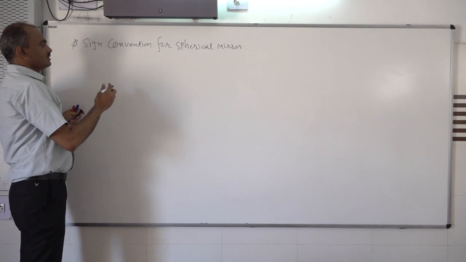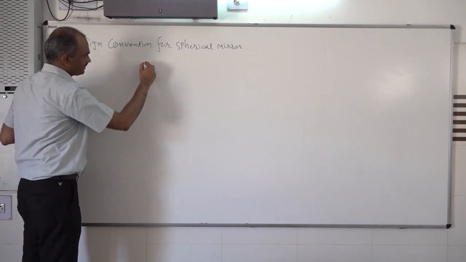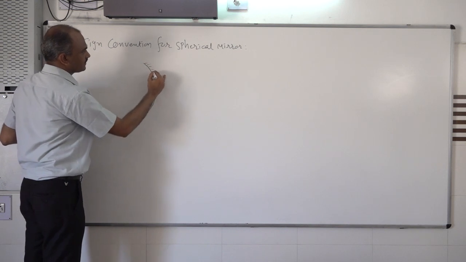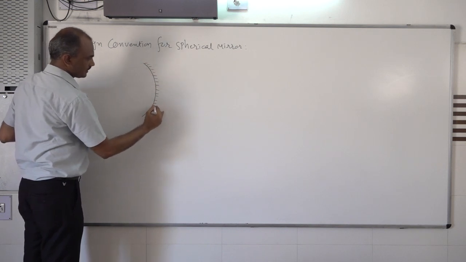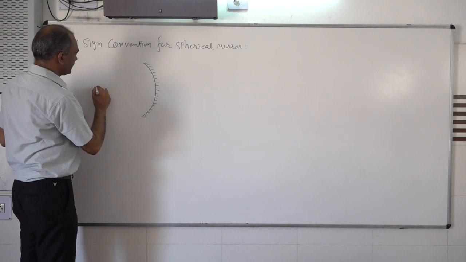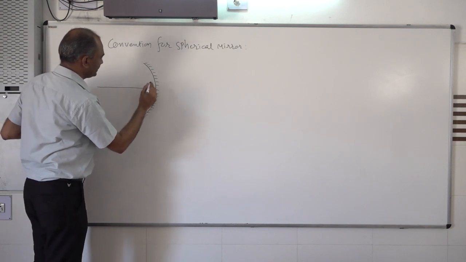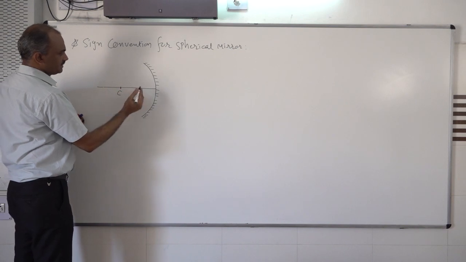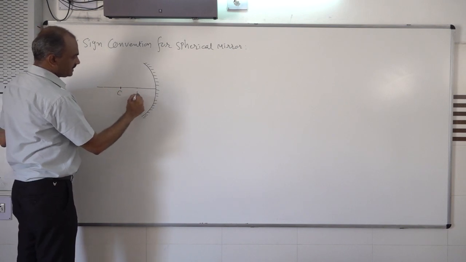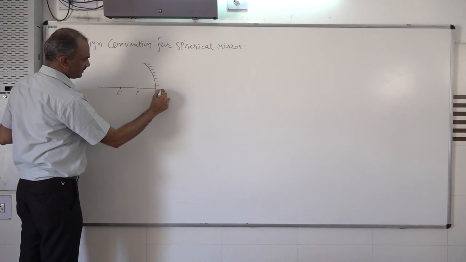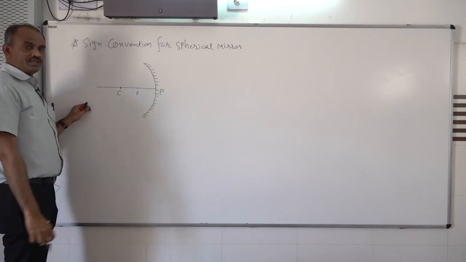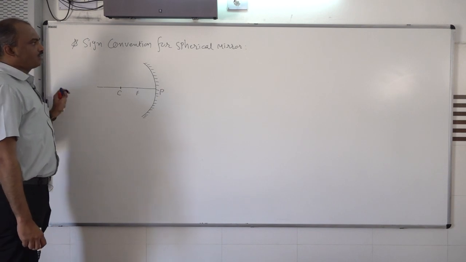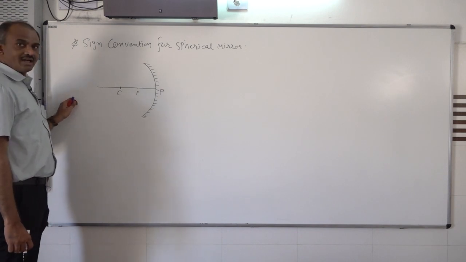So let's take the mirror. A concave mirror. For this mirror, here we have the center of curvature C, here we have the focus F, and here we have the pole P. So now how do we consider the sign convention?